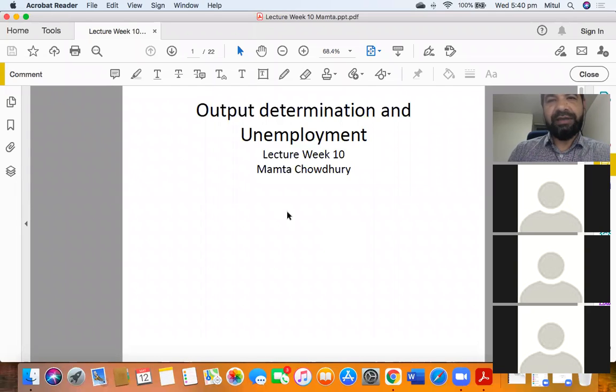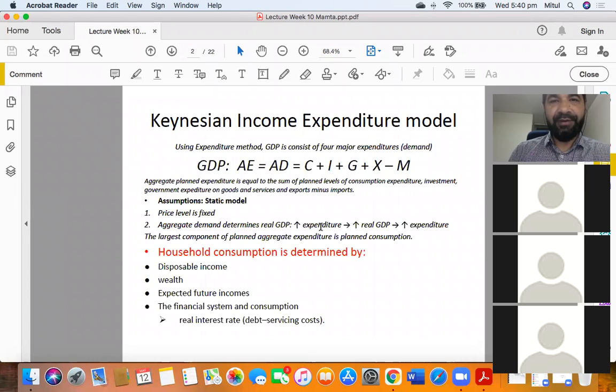So this is week 10, and we will be talking about output determination and unemployment. That will be our topic today. So the first thing we'll talk about here is the Keynesian income expenditure model. That's what we'll talk about first.